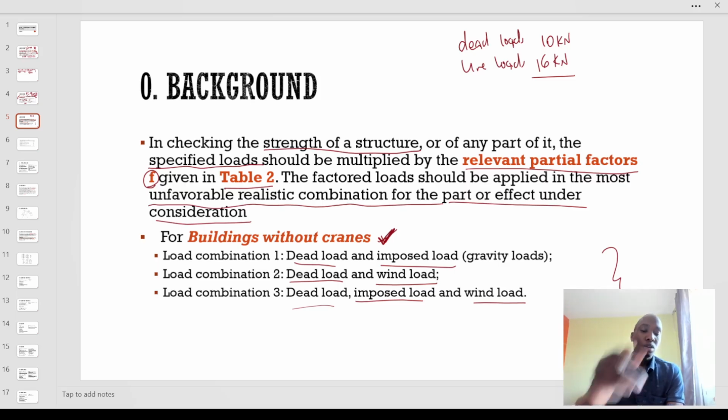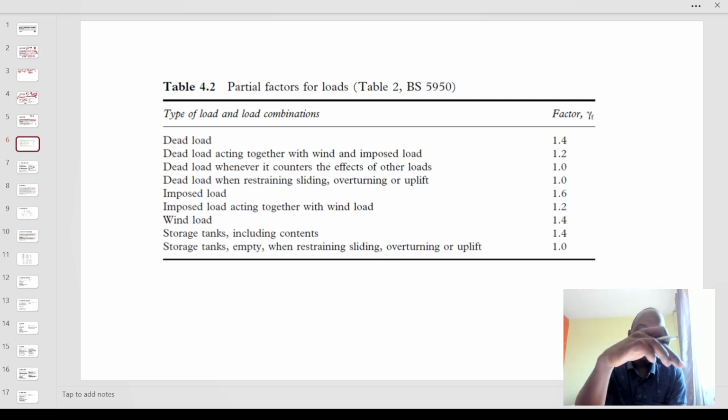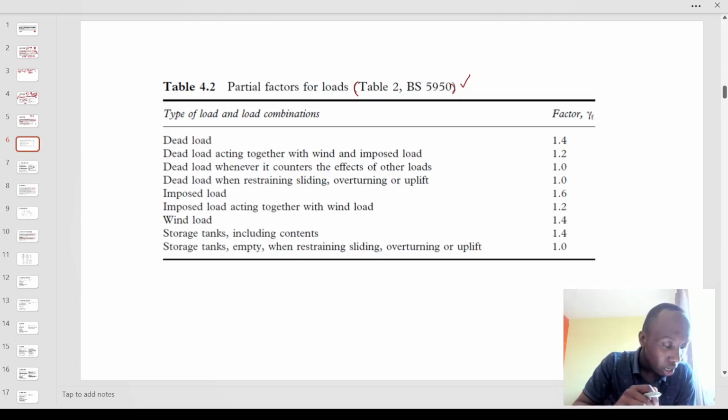Okay, so where's the table 2? Let me give you the table 2. This is table 2 from BS5950. It has more. If you check, this is just an extract. So dead load, the factor will be 1.4. Dead load acting with wind and imposed, that's 1.2. Dead load whenever it counters the effects of other load, that's 1.0.